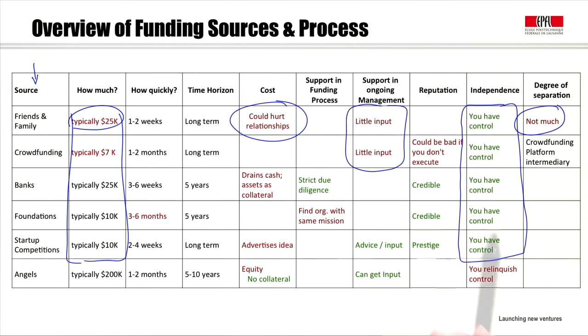In terms of crowdfunding, we already discussed the amounts. You're not going to get a lot of input. And we just highlighted, if you recall, that it could be bad if you don't execute. In other words, reputation is good. You can say that you received money on a crowdfunding platform. However, especially if you're pre-selling, be careful, because if you don't execute well, it could actually hurt your reputation.